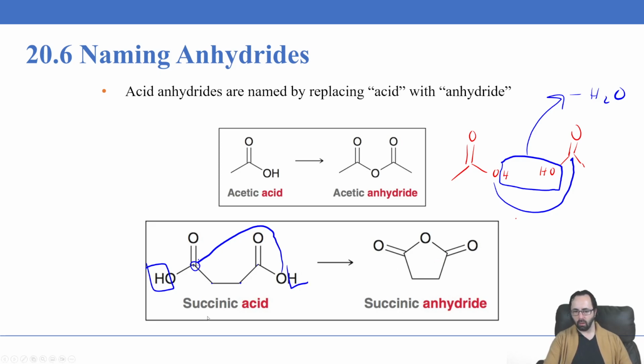So again, this is its common name, not its systematic name. Its systematic name would be butanedioic acid, in the format that we discussed previously in naming these. Its common name is succinic acid, so we'd call this succinic anhydride, or we could call it butanedioic anhydride as well.